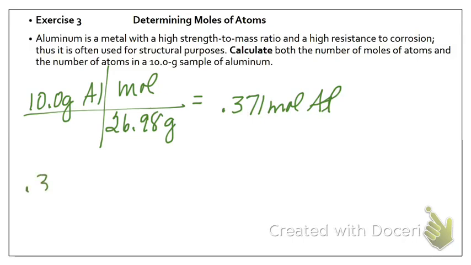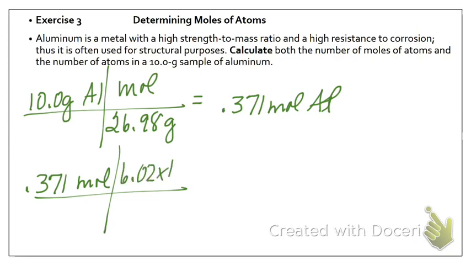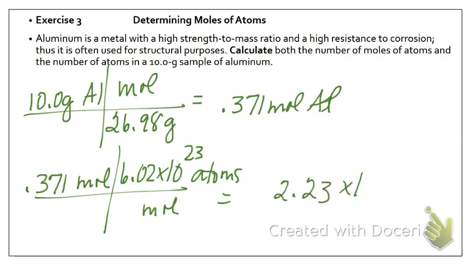So then we're going to take that 0.371 moles, and we are going to multiply 6.02 times 10 to the 23rd atoms over mole. And then we get 2.23 times 10 to the 23rd atoms. Okay.